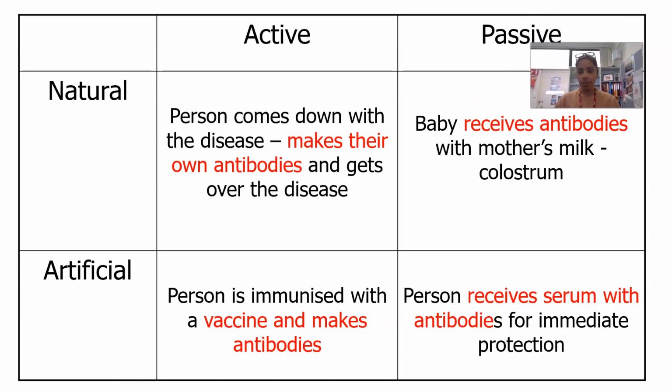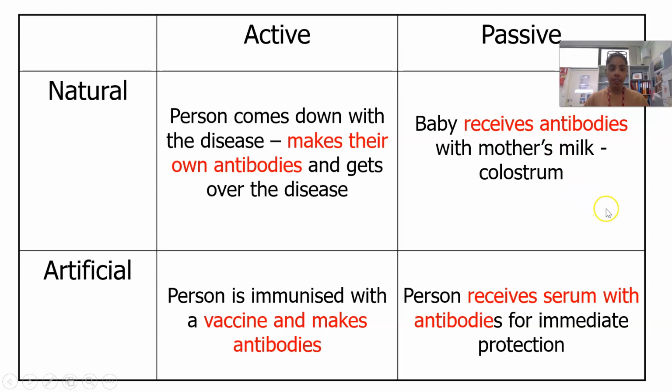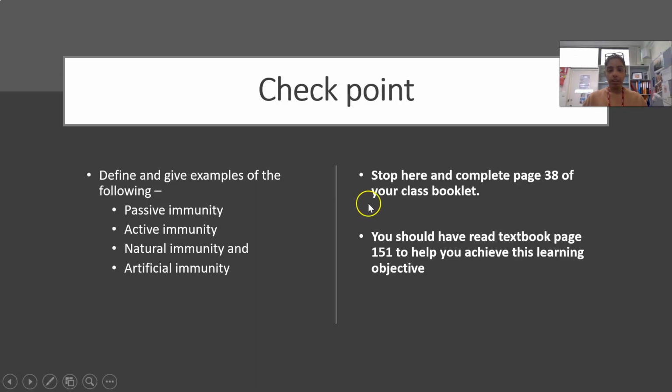This table is just a summary of what we just talked about, something that you should definitely know and commit to memory. Make sure that you understand the difference between active and passive, natural and artificial, and how each of these individual 4 boxes are distinctive from each other. All right, at this point, you should be able to define those 4 different types of immunity.